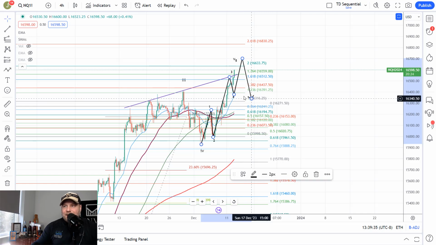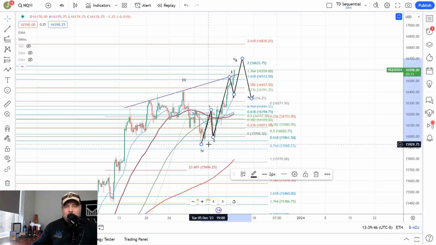And assuming we get that, they'll want to break this wave 4 low at around 16,391. Then they'll want to break this low here at the 16,101 area. And then down through this wave 4 finally to break support fully and start a move to the downside.